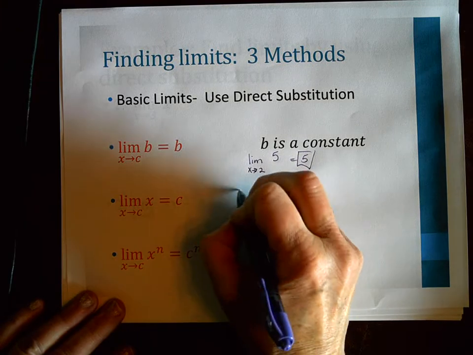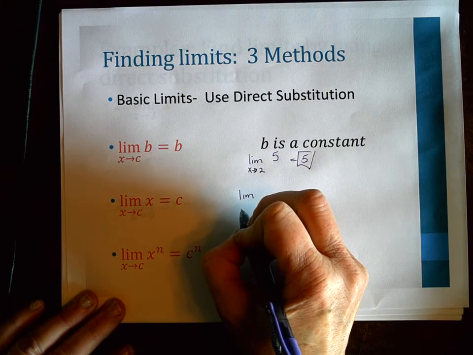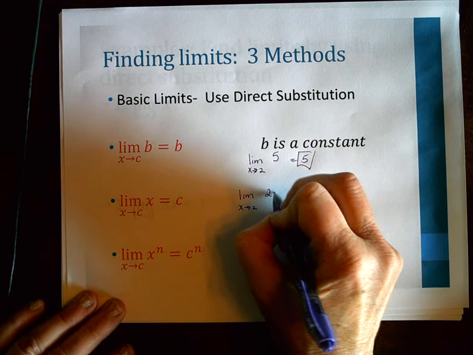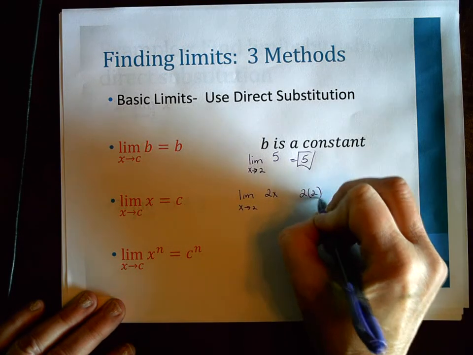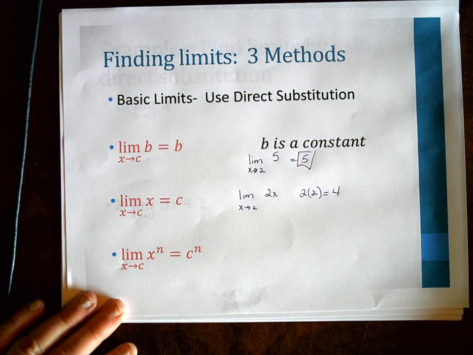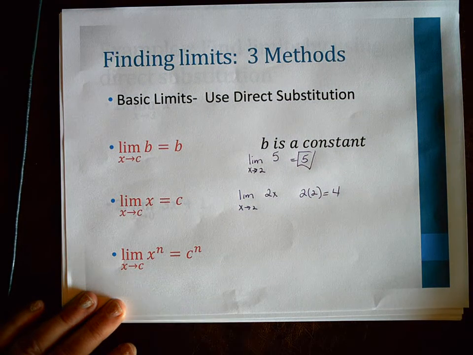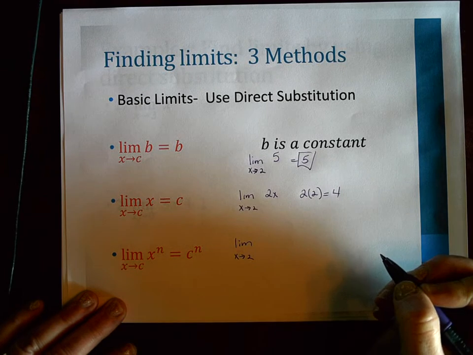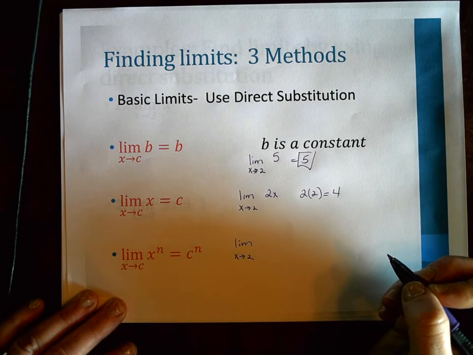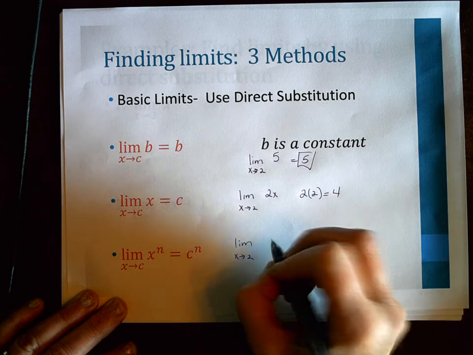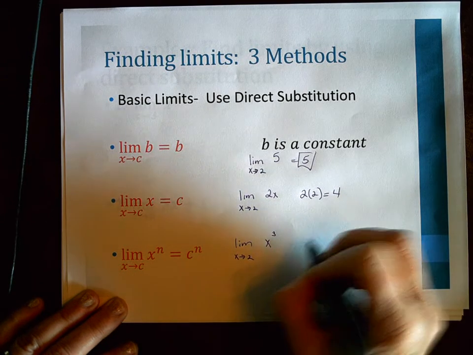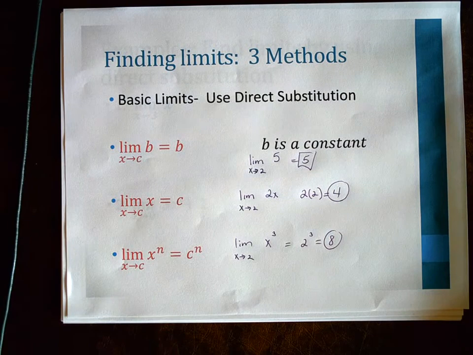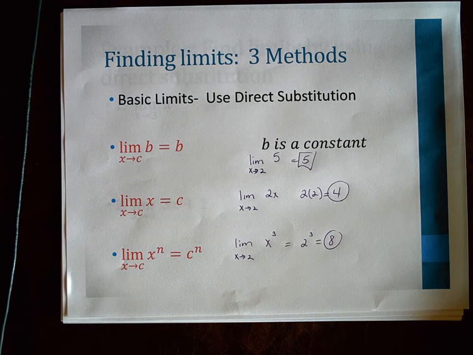This one, there's actually a number there. So let's find the limit as x approaches 2 for, let's say, 2x. Well, the answer would be 2 times 2, or 4. So you basically just substitute it in. And the same thing could happen if there is an exponent. Let's say it's x to the third power. Then you'd plug in 2 to the third power, which is 8. So those are all limits, you just do direct substitution.